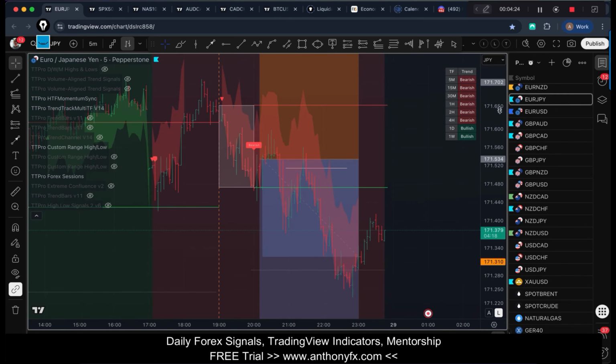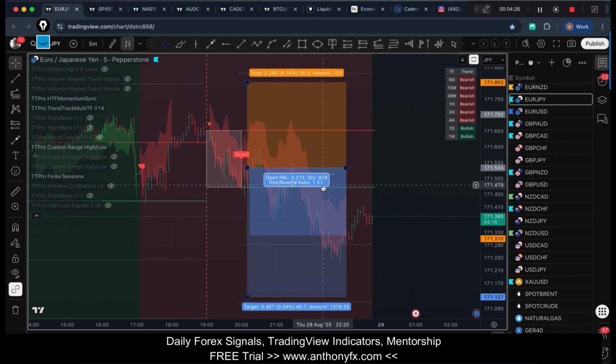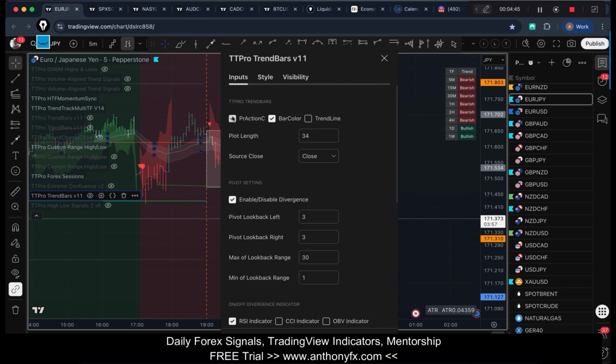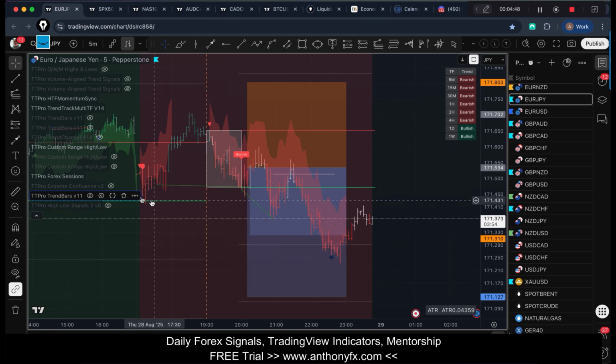We're going to see more of this next week, guys. Big time. Bearish. We've got trend momentum sync. And look, the other one you can include if you like, let's just take out the channel. We don't need the channel. Is the trend bars. It will just give you the bar colors. They're either red, white, or green. Red and white is bearish. Green and white, bullish. So there you go.